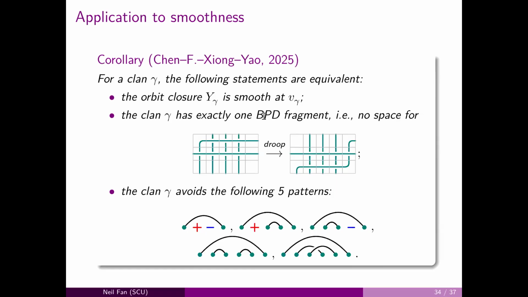Since all bumpless pipe dreams can be obtained from the Rothe pipe dream by applying droops, we can also obtain all the BPD fragments by applying droop operations from the Rothe BPD fragment. So if no droop is possible, then γ has exactly one BPD fragment, that is, the Rothe BPD fragment. And third, the clan γ avoids the following five patterns. So this is our corollary.